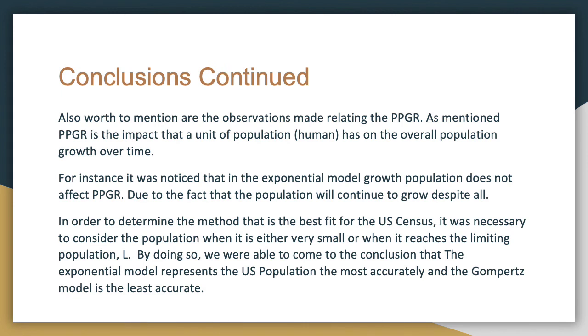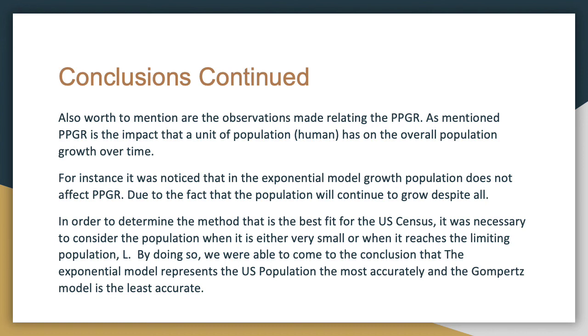Also worth mentioning are the observations made relating to Ppgr. As mentioned, Ppgr is the impact that a unit of population, in this case 1 human, has on the overall population over time. For instance, it was noted that in the exponential model growth, population does not affect Ppgr, due to the fact that the population will continue to grow despite it all.